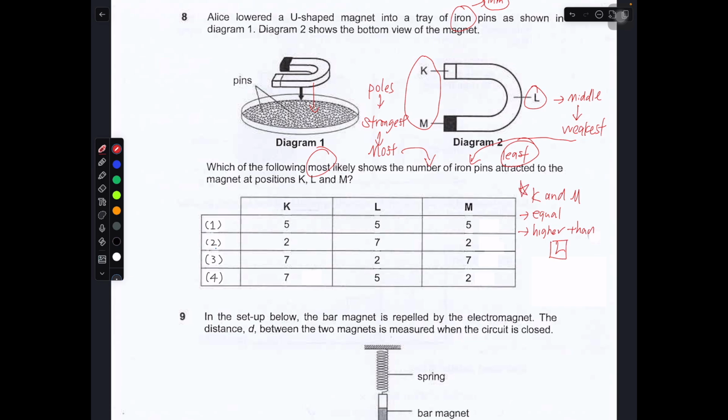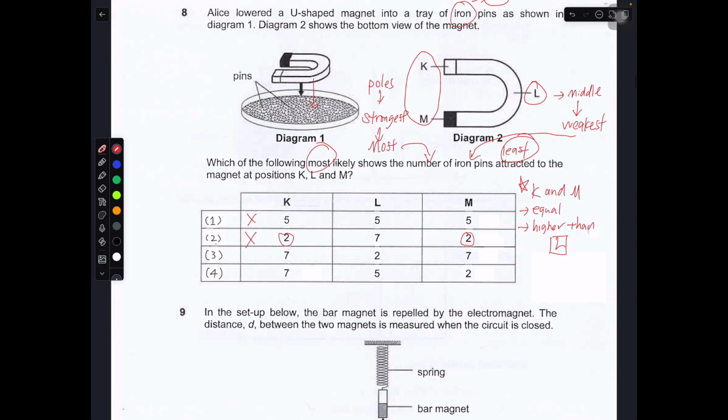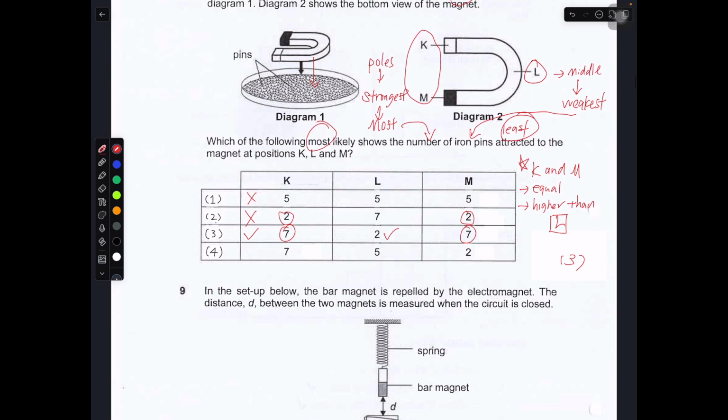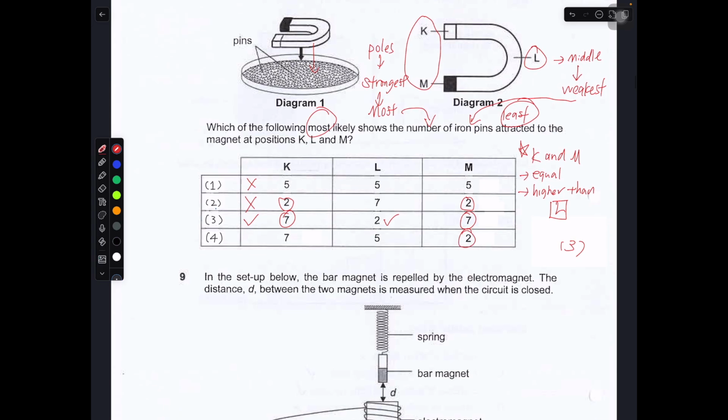So we take a look. Number 1 is not possible because they are all the same. Number 2, K and M are lower while L is higher, also not possible. So you take a look at number 3. Basically it's the reverse of number 2. K and M are of a higher value, they are the same, and L is lower. So this one is the correct option. Number 3 is the correct answer. Number 4 is wrong because it's trying to suggest that M is actually the weakest part of the magnet. So number 3 is the answer.